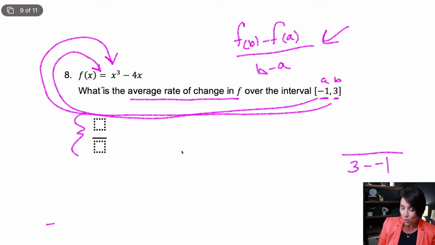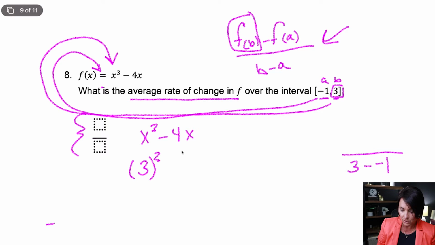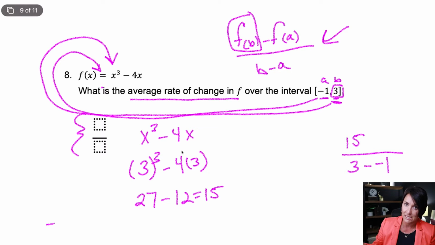Now I need to figure out what is the function of b here. Well, let's take b, which is 3, and plug it into the function. So the function is x to the third minus 4x. So if I have 3 to the third, because I'm plugging in this 3 here, minus 4 times 3, I get 27 minus 12, which equals 15. So the function of b is actually 15. b is 3, but the function of 3 is 15.